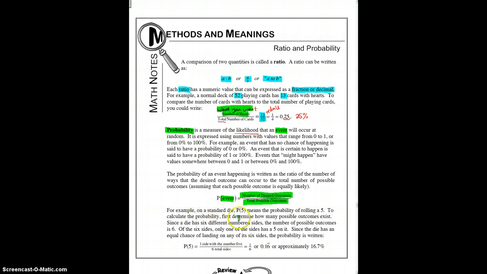So this problem, they talk about a standard die or a dice. Die is the singular of dice. So this P of 5, the probability of rolling a 5, means: how many different ways can you roll a 5 on a dice? Well, since there is only one side with the number 5, but there are 6 total numbers on that dice, there's 6 things you can get, only one of them you want, so therefore you place a 1 over 6, and when you divide that you get 0.16, which is approximately 16.7% when you plug it in your calculator, which means you have a 16.7% chance of rolling a 5 every time you roll a dice.